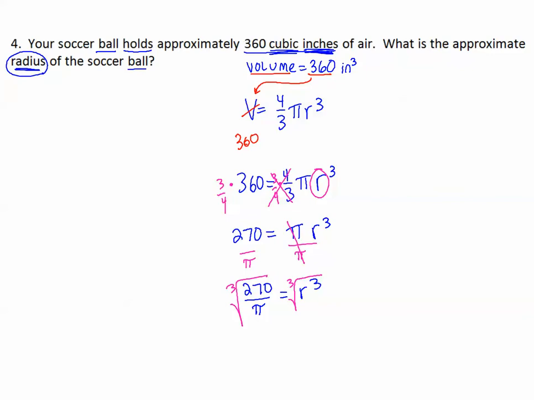So the radius is approximately 4.4 inches. Radius is just a length, so we get rid of the cubic inches and we just have inches.